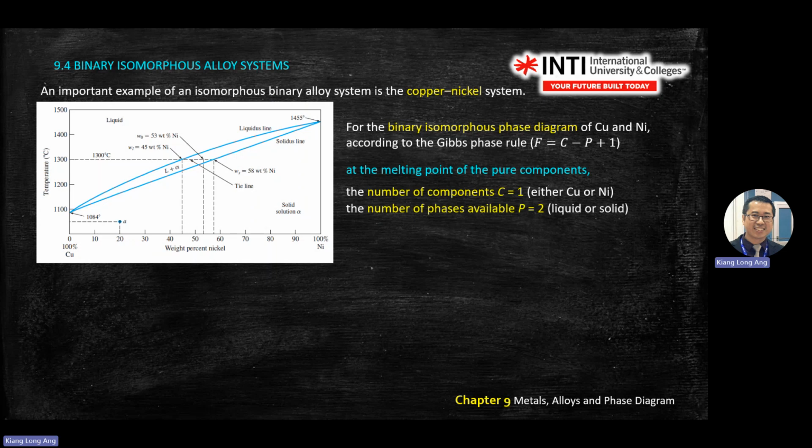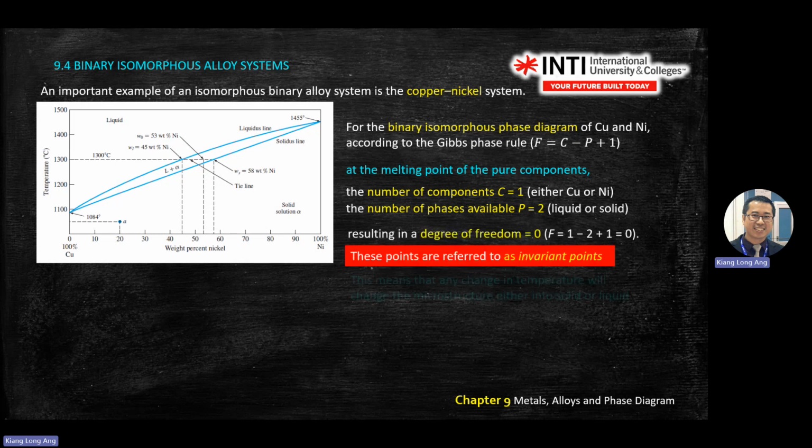Okay. So again, this is just to show you how to use the freedom equation. So if your degree of freedom is 0, it's called an invariant point. Right? It means you're not able to change any parameter.